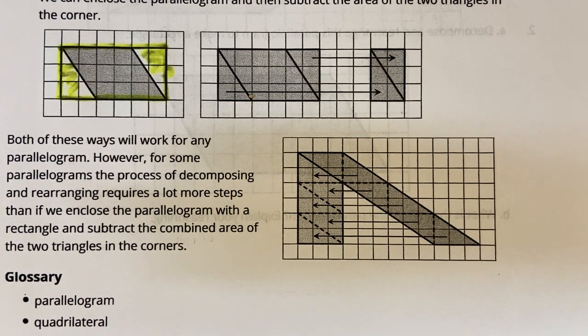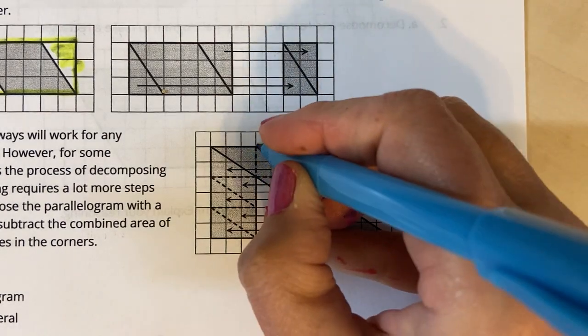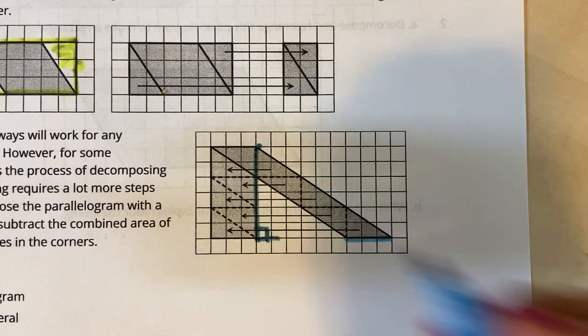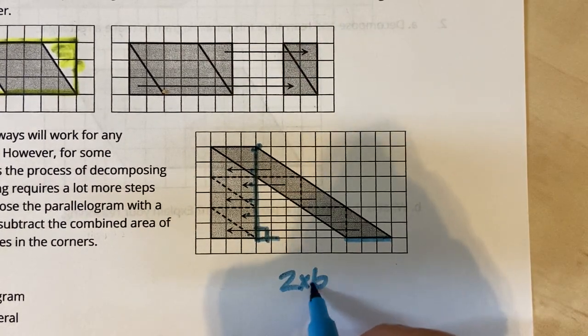And remember, the formula is still base times height. So if I were doing this one right here, my base was 2, my height has to be how tall it is. So my height is actually outside of my base. My height was 1, 2, 3, 4, 5, 6. So it's 2 times 6, which is 12.